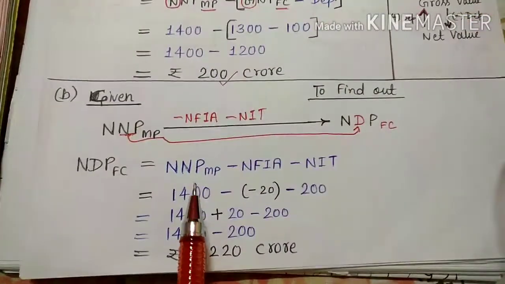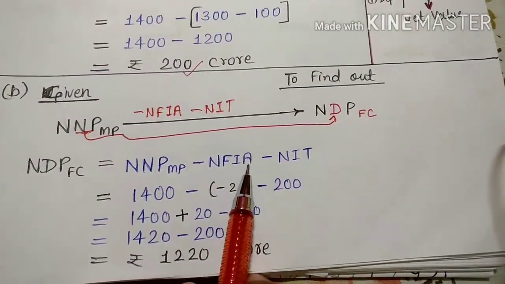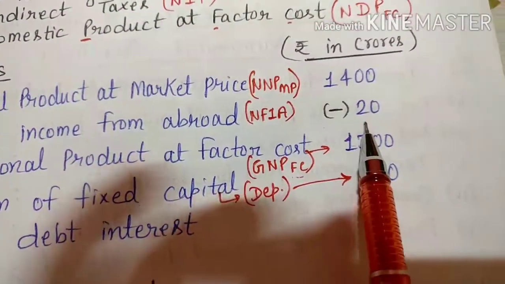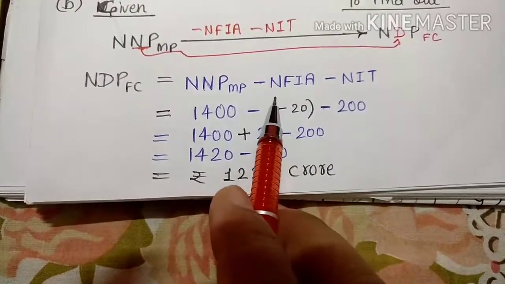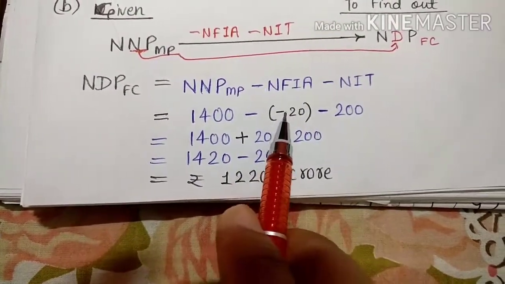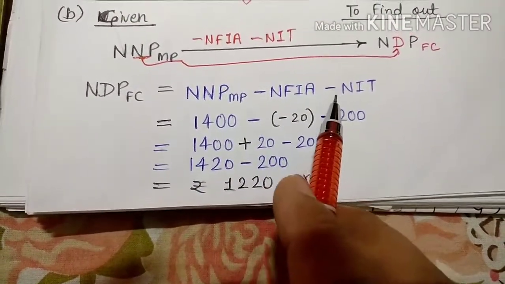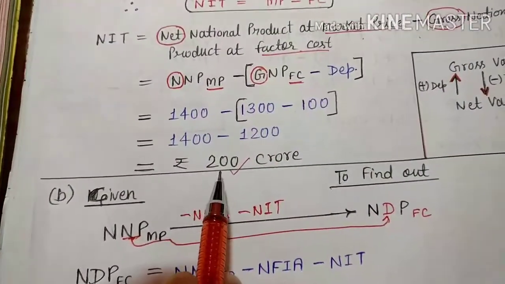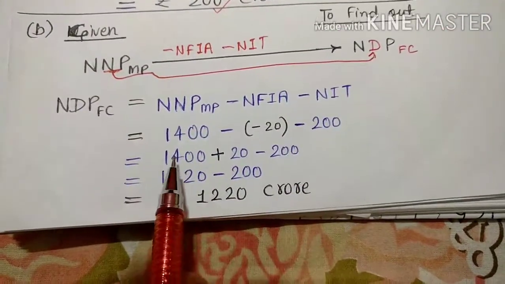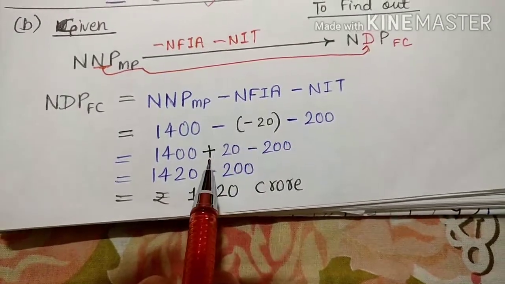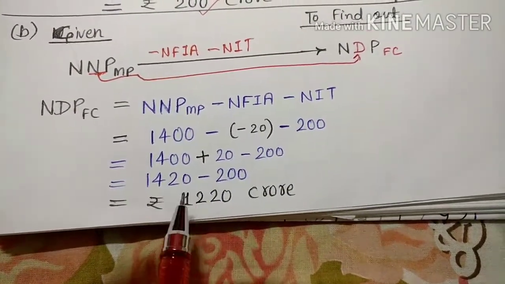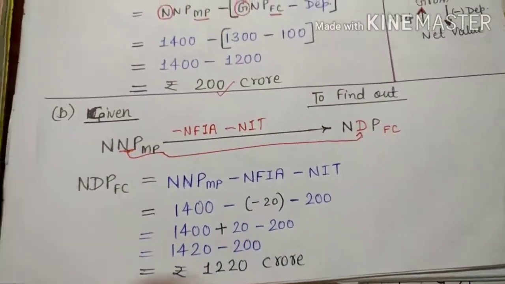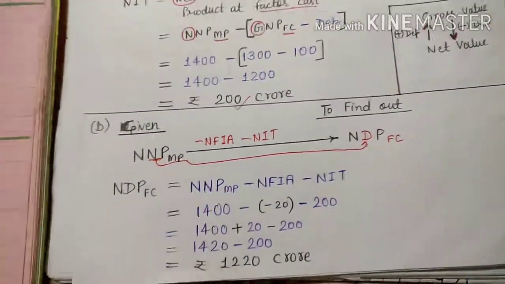1400 we have written, minus NFIA, which was already given as minus 20. In the question, NFI was given in brackets as a negative term, minus 20. At last, NIT, we have found out, is 200. So minus 200. So 1400 minus, it becomes plus 20, minus 200. So it becomes 1420 minus 200, which is 1220 crore. Is it clear to all of you? I hope it is clear to you.